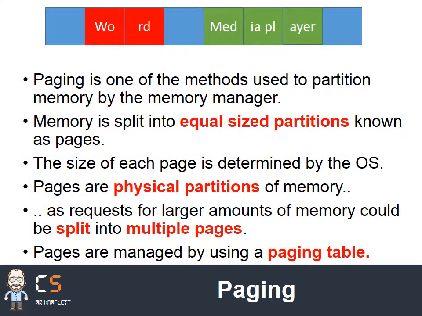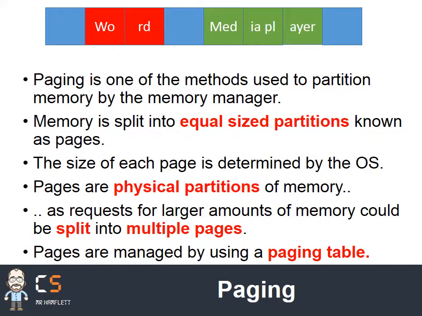There are two main ways to partition this memory up to then allocate to processes. The first way is paging, and it's the most common way, the one that we're going to spend the most time looking at. Paging is one of the methods used to partition memory. It's where we split memory into equal sized chunks. Each partition that we split memory into is always exactly the same size, and the size is determined by the operating system, and not by the applications themselves.